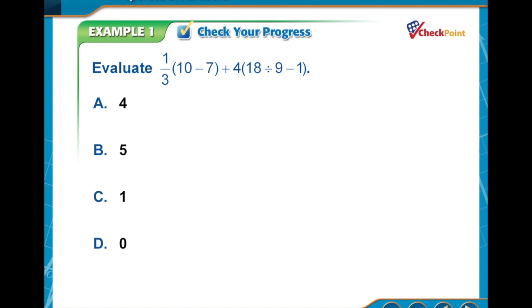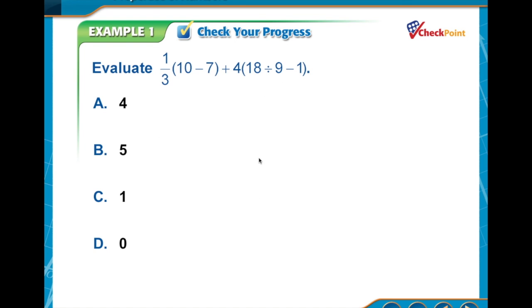So if we move straight into another example, this is going to be just a short review of the concepts we touched on yesterday. The first example asks you to write down this expression. We want to evaluate this whole thing. We have 1/3 times the quantity 10 minus 7. All that is being multiplied. Then we're going to add 4 times the quantity in parentheses 18 divided by 9 minus 1. So this whole thing we need to evaluate.